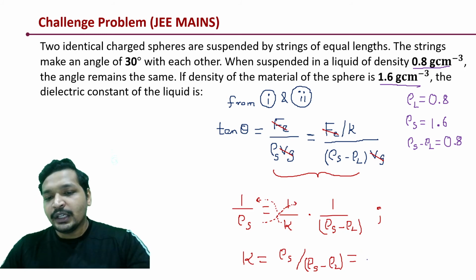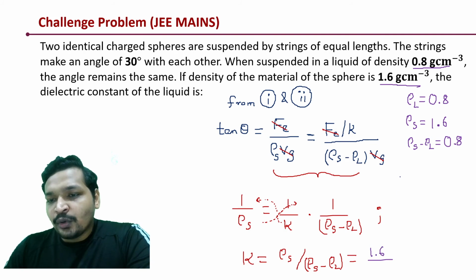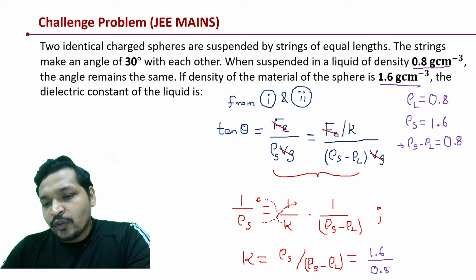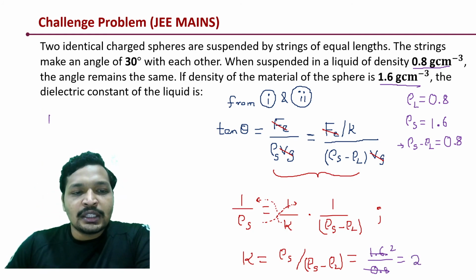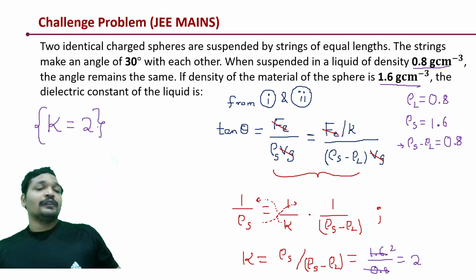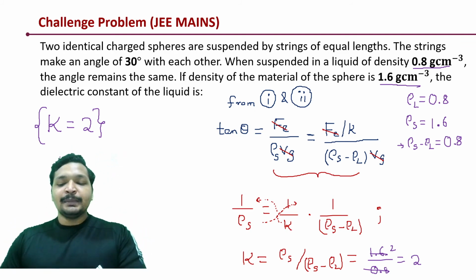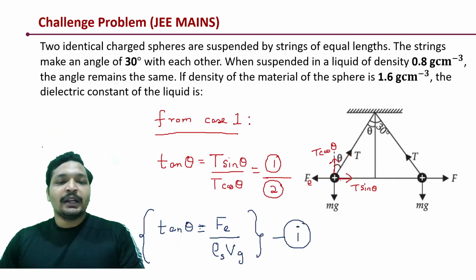What do we have over here? Rho of solid is 1.6, and rho S minus rho L, we know, is 0.8. What do we get this to be? Like 2. Yes. So what is the value of the dielectric constant? The dielectric constant value is going to be 2. The electrostatic force of interaction between them has reduced by half. That's it. Really simple, really interesting. Yes, a very popular kind of question.